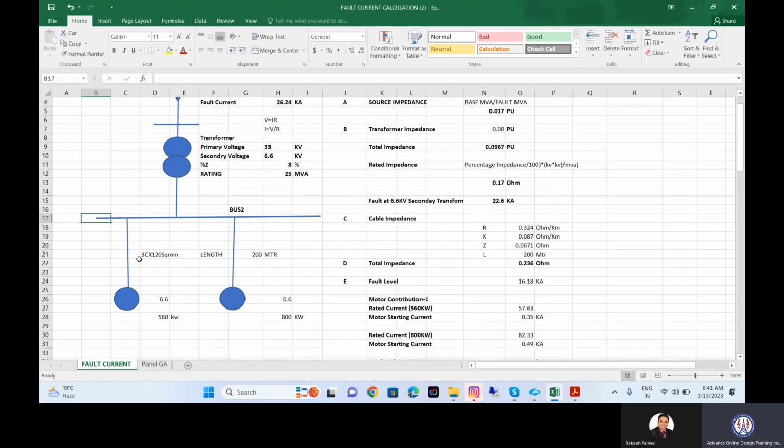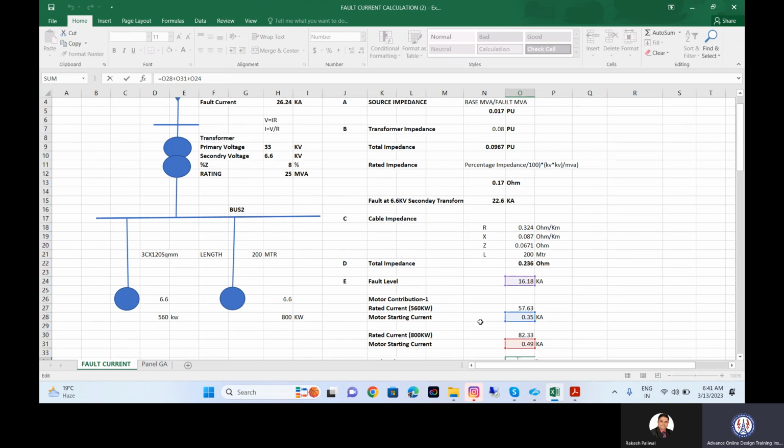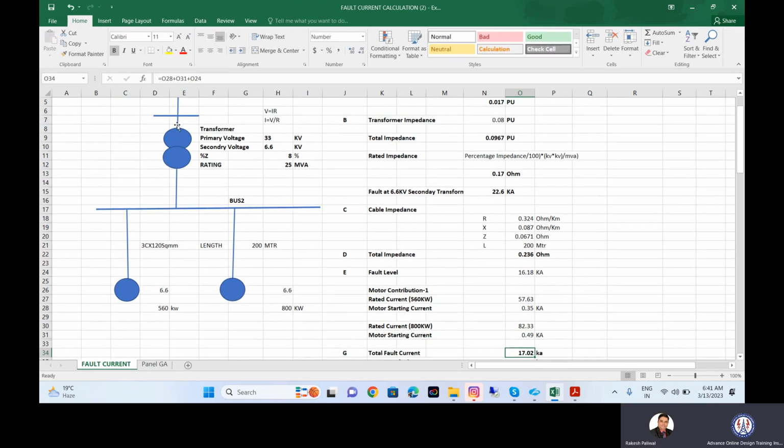So I will add the contribution from both the motors. This is from motor 1 and this is for motor 2. So all the current will be added. The fault current will be the fault current coming from the source plus the fault current coming from the motor. So this is the fault level at this location.